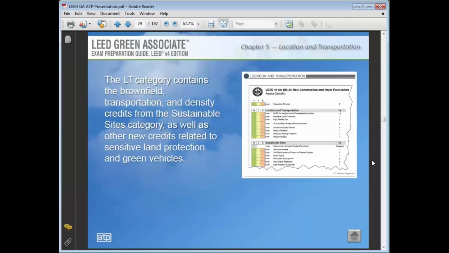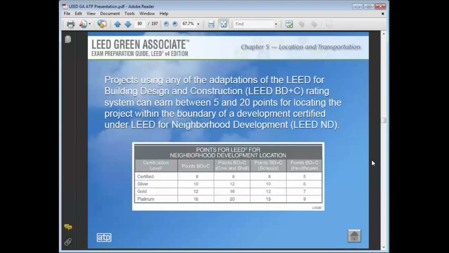So when we talk of location and transportation, or in other words, the LT category, it contains a few concepts or ideas like the brownfield, like the transportation, and density credits from the sustainable sites category, as well as other new credits related to sensitive land protection and green vehicles. These are some of the core aspects which we need to consider with respect to the selection of the site and the questions that probably could be there towards analysis of those parameters.